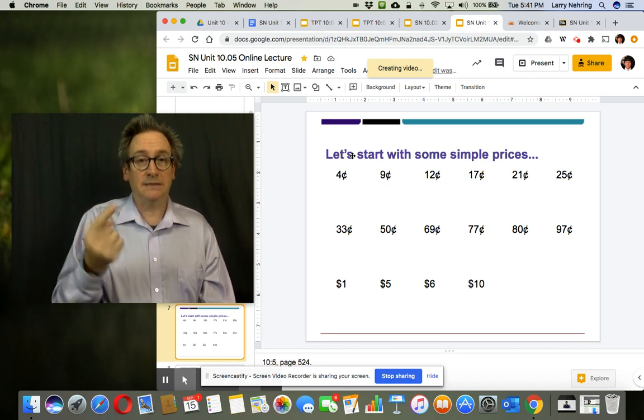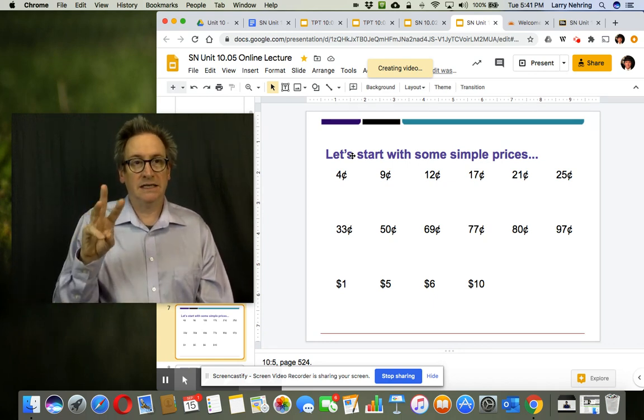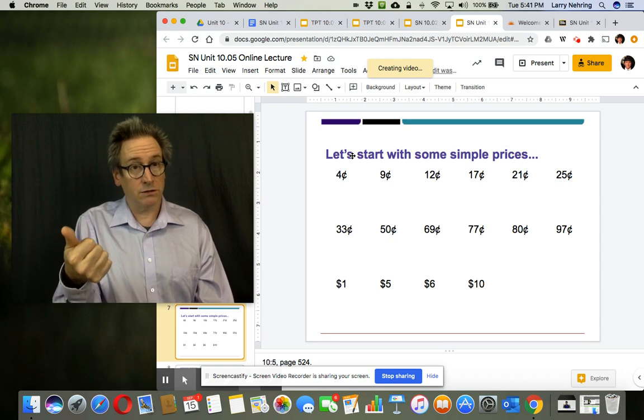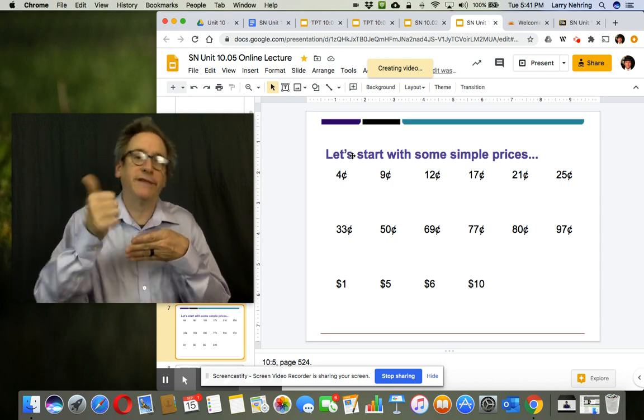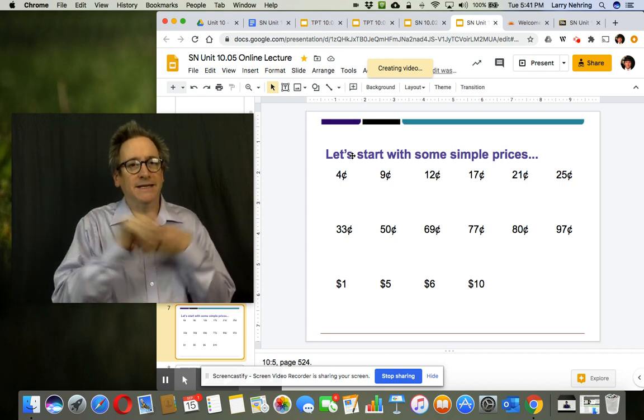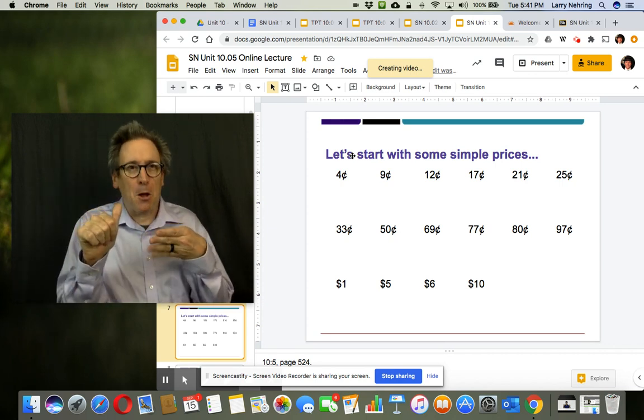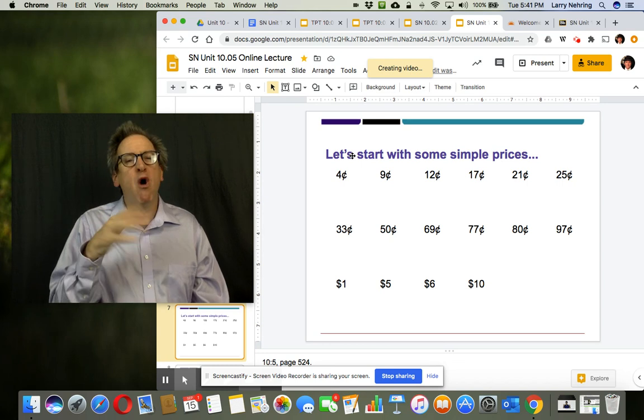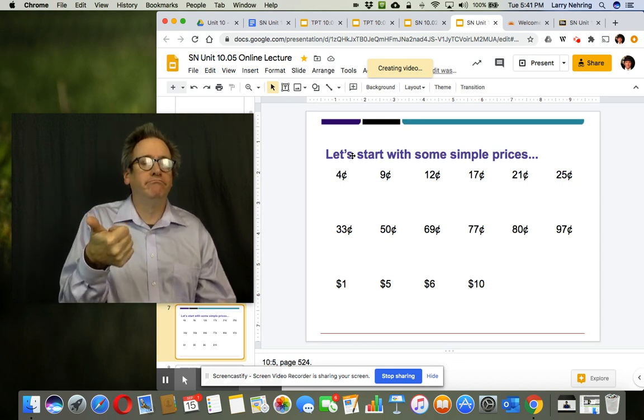Anyway, so cent 33, blah, blah, blah. We go through it. Then dollar, $5, $6, $10. The book says it's got to be $10. But most people know if you go, how much is that? $10. People understand.